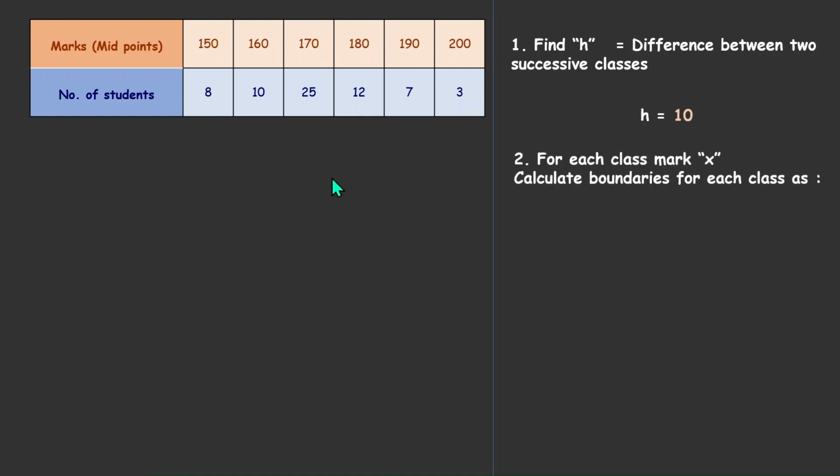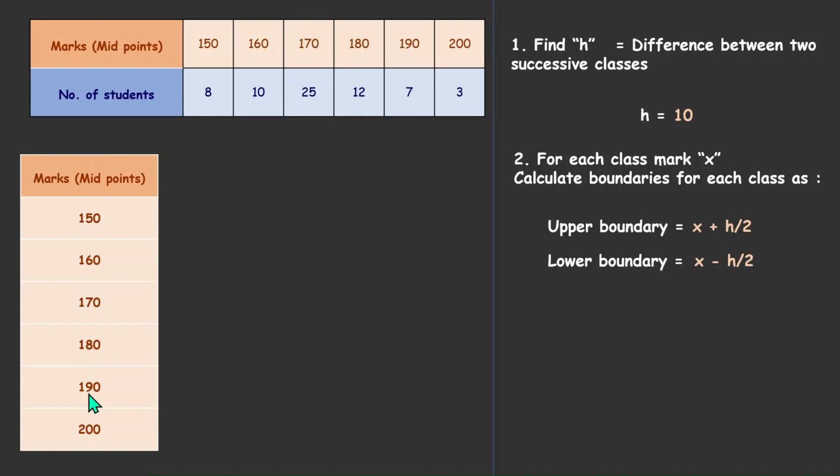The second step that we have to do is that for each x, for each class mark, or for each midpoint, we have to calculate the boundaries because we're looking for class intervals since we're constructing a histogram. And the boundaries are calculated as upper boundary would be x, which is the class mark, plus h by 2, and the lower boundary would be x, which is the class mark, minus h by 2. So let's calculate these boundaries for each of the class marks.